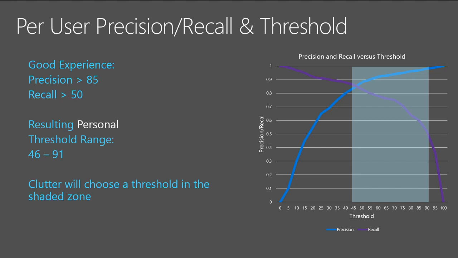And we view it as we shouldn't make a mistake more than 15% of the time. In practice, it's actually much lower than that. So based on those two values, we end up with a personal threshold range that's calculated to the individual user. And Clutter chooses a threshold that's somewhere in that shaded zone that provides the user with a good experience.